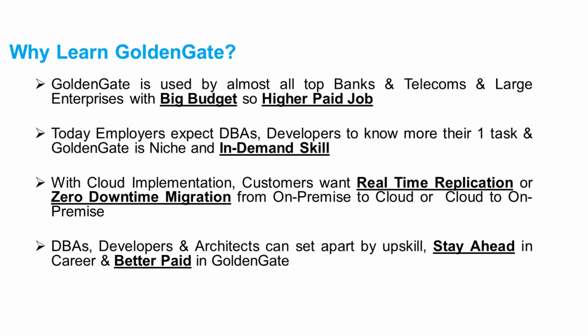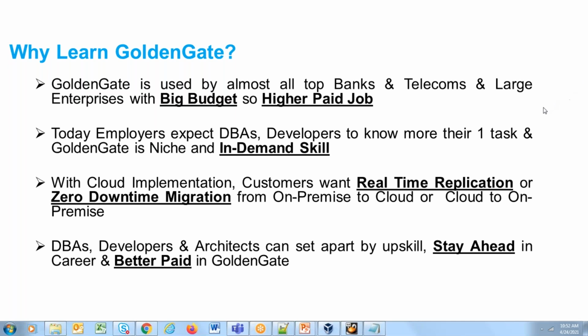And with cloud implementation, customers want real-time replication or zero downtime migration from on-premise to cloud, or cloud to on-premise as well. So again, Golden Gate is getting used for that purpose. Organizations are just buying the licenses for zero downtime upgradation and migration as well.